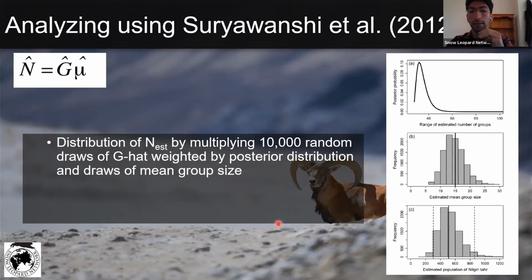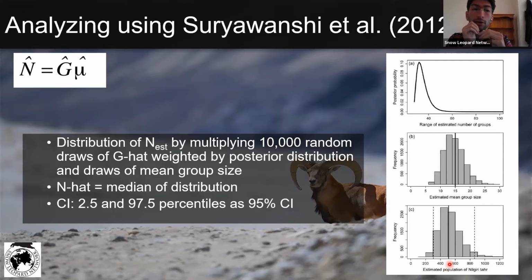So what you then do is say, okay, the median of this distribution, and I can explain why median in a bit, is going to be my estimated population. And the confidence intervals are the 2.5 and the 97.5 percentiles, as the 95% confidence intervals. So essentially I get an output that says my estimate is around 500, the lower bound is about 350 or so, and the upper bound is about 820 or so. That's really the theory behind all of this.